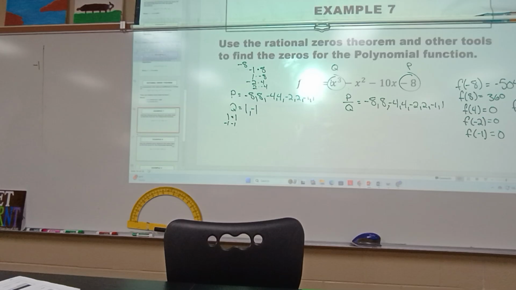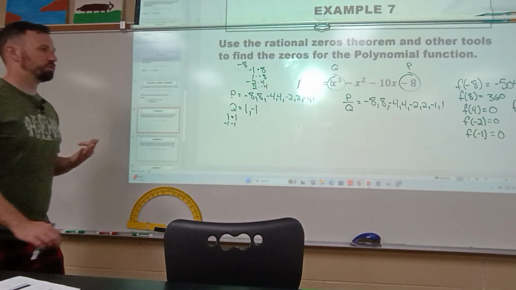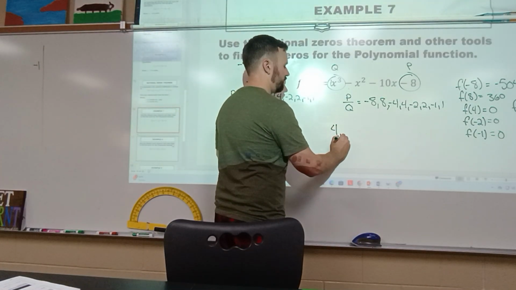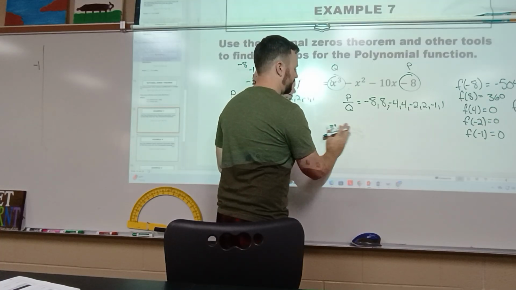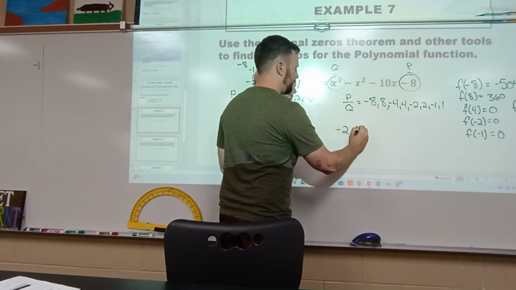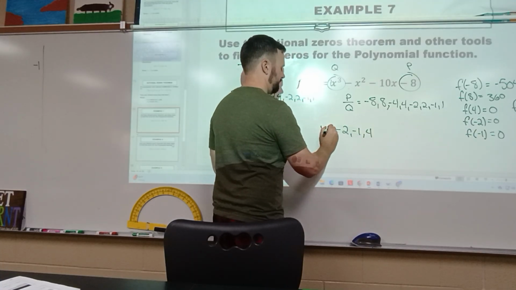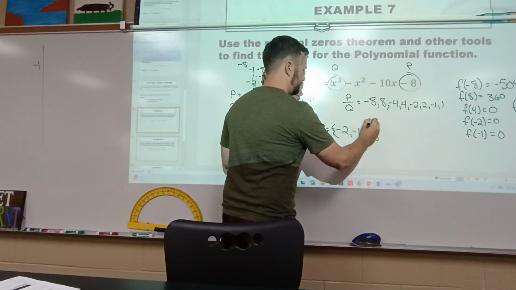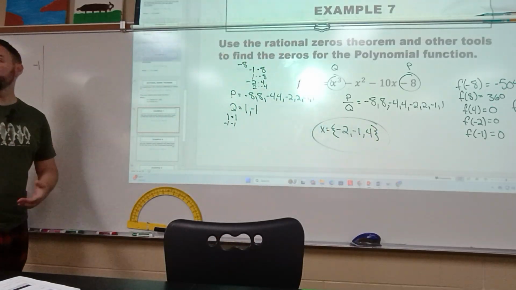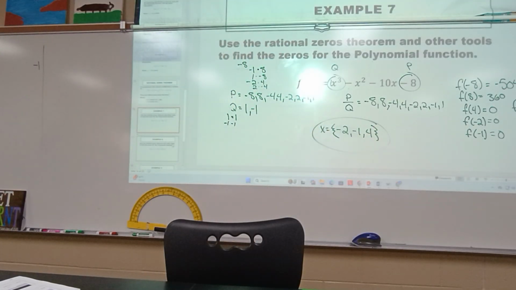How many zeros can an x to the third have at most? 3. How many zeros did I find? 3. So what are my zeros? 4, negative 2. Oh, let's write it in order. Negative 2, negative 1, and 4. And I'm done. I don't have to factor. I don't have to use the quadratic formula. I don't have to graph it. Again, how do I know they're zeros? Because when you plug them in, you get 0.